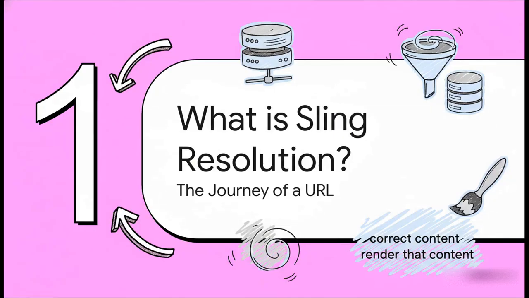So what is Sling Resolution? At its core, it's really just the name for the whole process. It's the journey a URL takes from the moment it hits the server to the moment a page gets built. It's all about mapping that request to the right content and then figuring out how to show it to you.